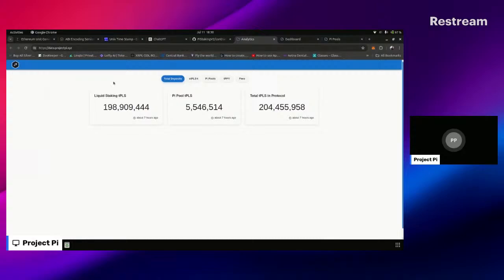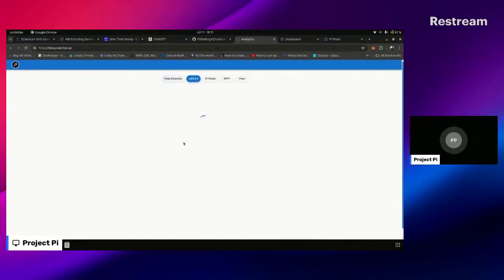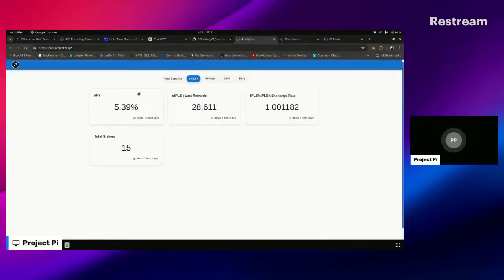As far as analytics, you can see the actual total deposits, the total Pi pool, T-Pulse, the amount 7 hours ago. So 7 hours ago, the reward cycle actually hit. On testnet, it's once a day. On mainnet, it would be once every 14 days. So for testnet, it's every day that the rewards sync for the liquid stakers. On mainnet, it'll be every 14 days.